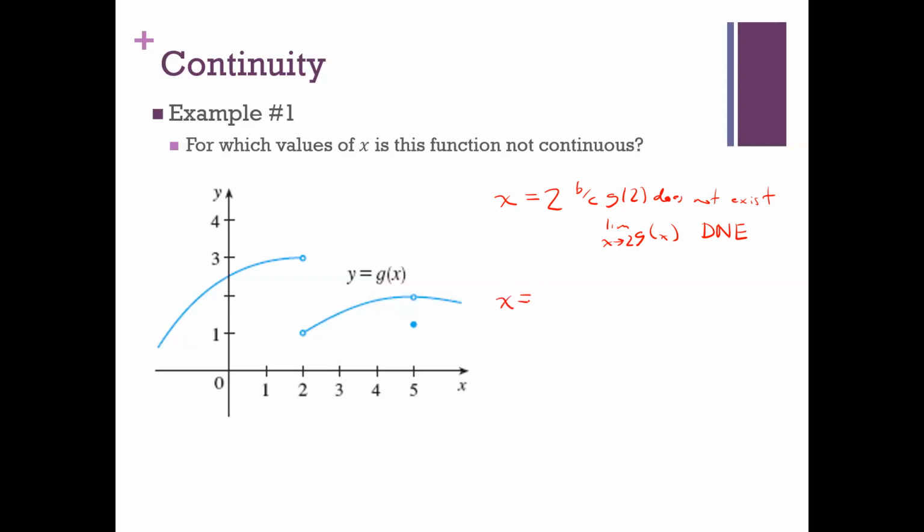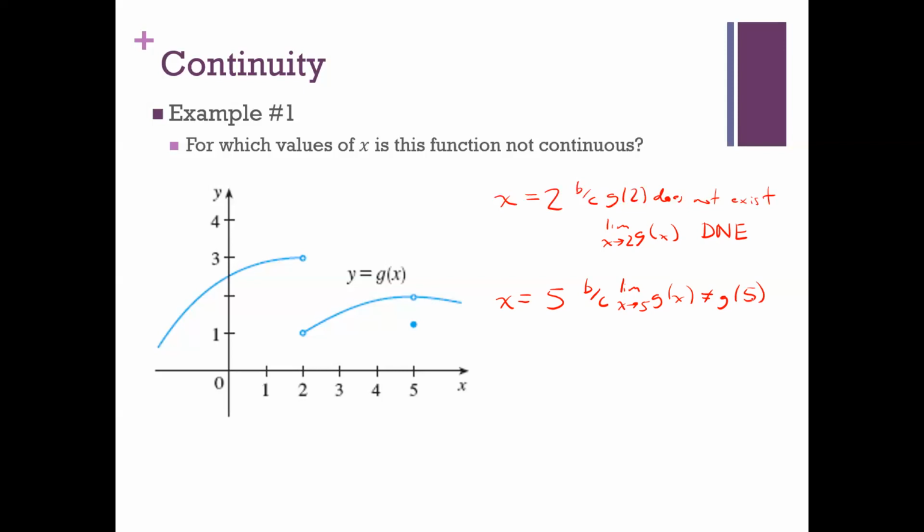I have at least one more. X equals what? 5. What's a good reason for that? There's a hole. Can I mathify that up a little bit? Yeah, you know what you're looking for. That's step 1. Yep, that's perfectly said. So the limit exists. The function is defined there, but they do not agree.